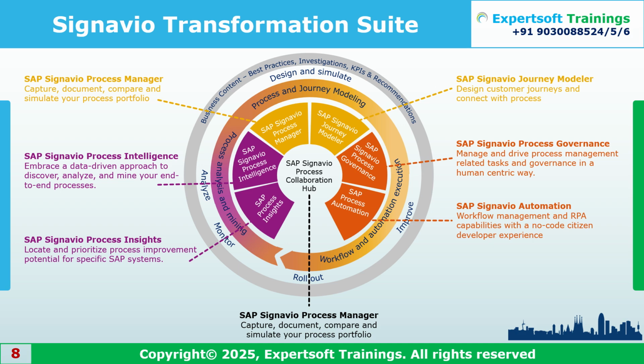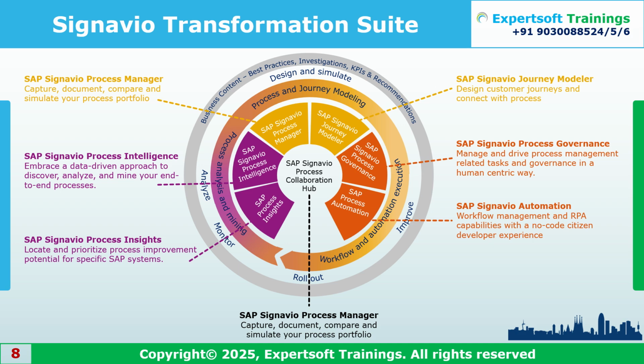Sure. So regarding process intelligence and process insights, both are having the same URL, right? Or is it different URLs? Different URLs. Insights is a separate URL. Intelligence is as part of the collaboration hub. Insights is a different URL.